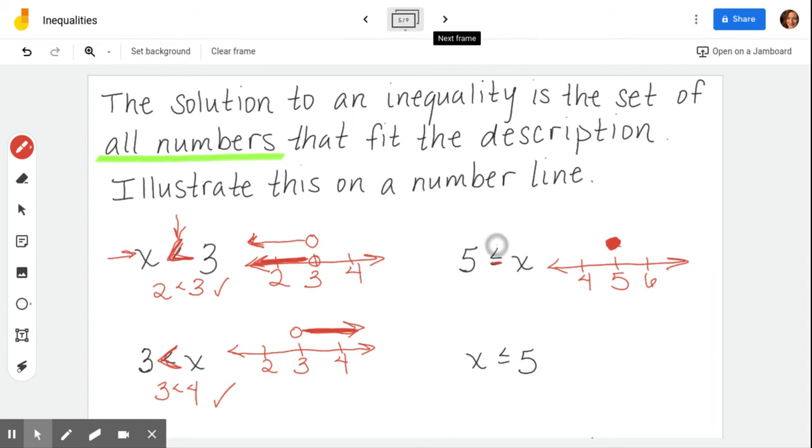Pac-Man is eating X. That means X is bigger. So I'm going to shade right because that's where my bigger numbers live. Let's take a number that we shaded past and check. This would say, let's see, I shaded past a 6. 5 is less than or equal to 6. Well, yeah, it's less than 6, so that works. Let's do one more.